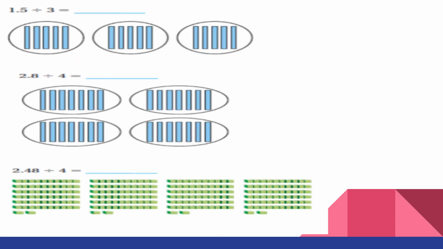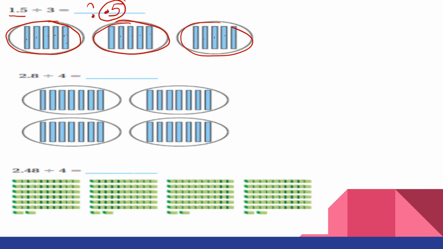Now these are taking the models. Now I just want to look at this model and see what I have. I've got 1 and 5 tenths divided by 3. 1 and 5 tenths is the same thing as 15 tenths. So 1, 2, 3, 4, 5, 6, 7, 8, 9, 10, 11, 12, 13, 14, 15 tenths. I divided by 3 groups. So my question is, how many are in each group? So 1, 2, 3, 4, 5 is in each group. What are those? These are tenths is my answer.